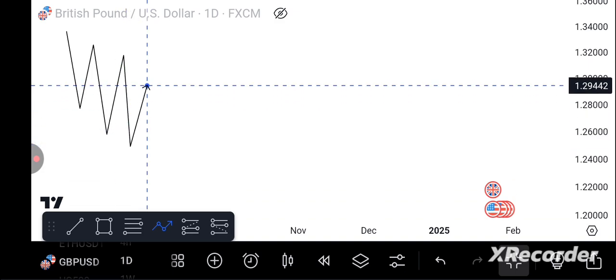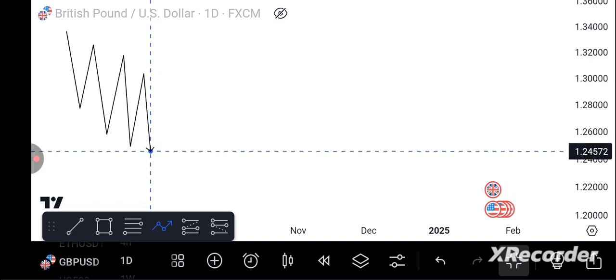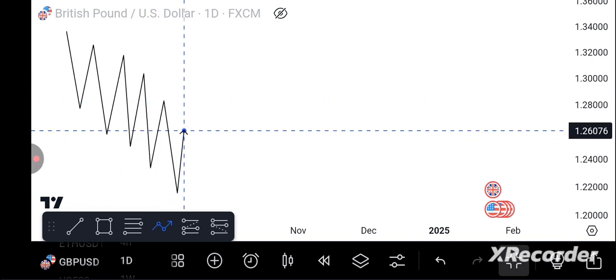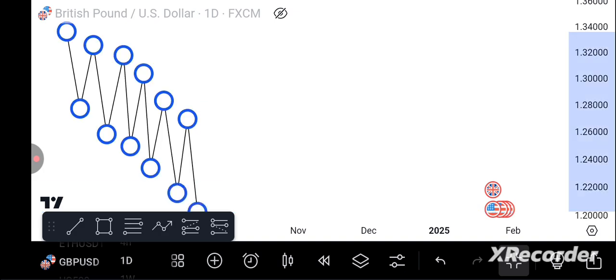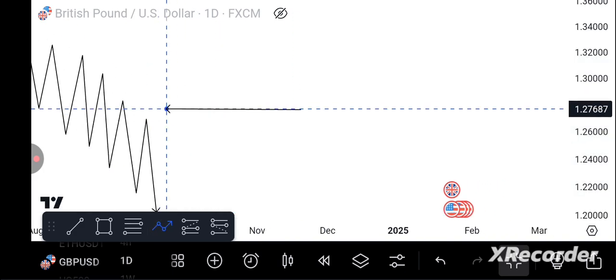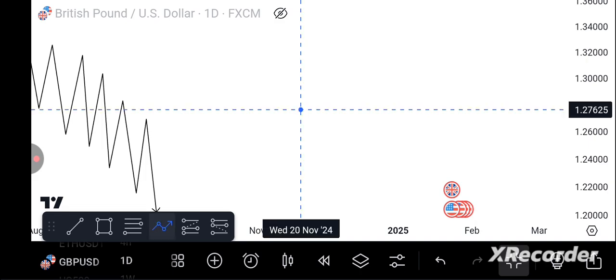So it continues in that pattern: a lower high, a lower low, a lower high, a lower low. This is what we call a downtrend. The opposite of it is what we call an uptrend.